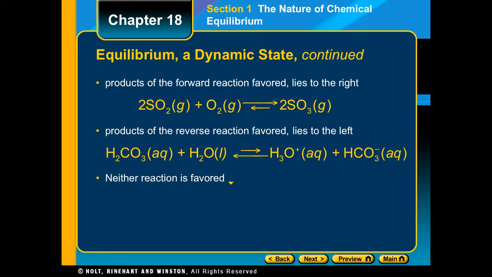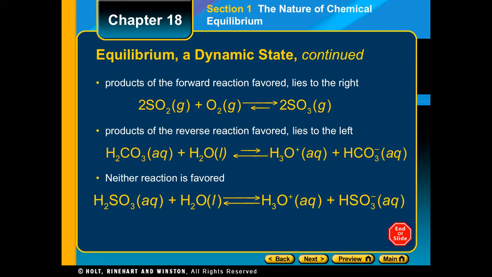If neither reaction is favored, this means that the forward reaction, which is aqueous H2SO3 plus H2O giving H3O+ plus HSO3-, has about the same extent as the backward reaction, in which the hydronium ion H3O+ reacts with aqueous HSO3- to give back aqueous H2SO3 plus H2O.